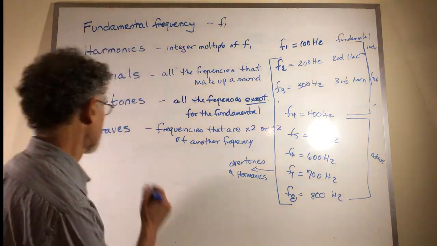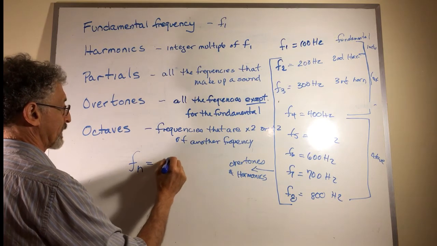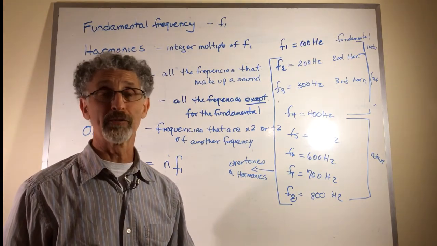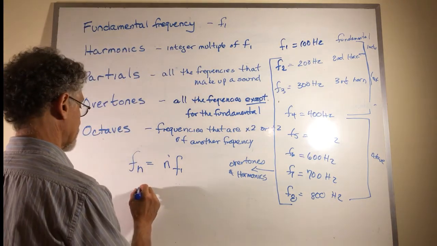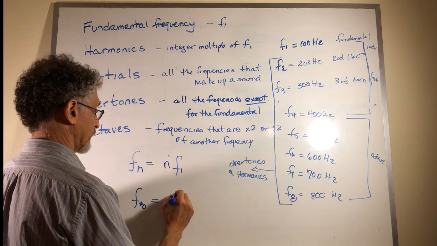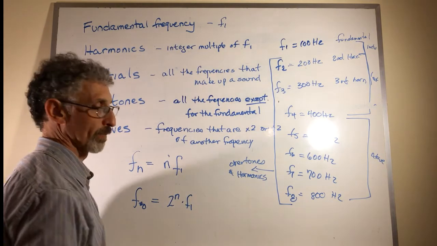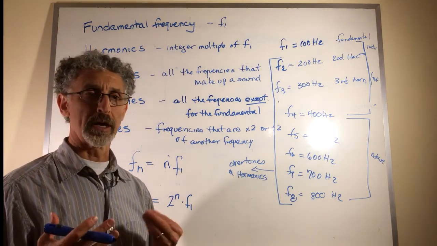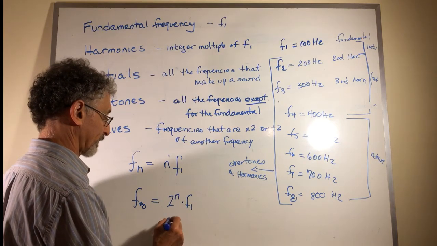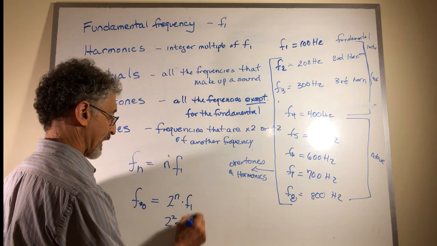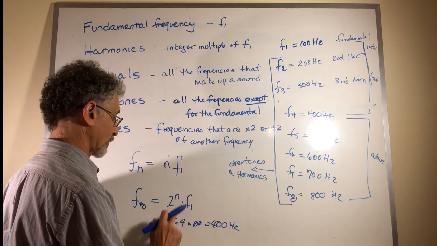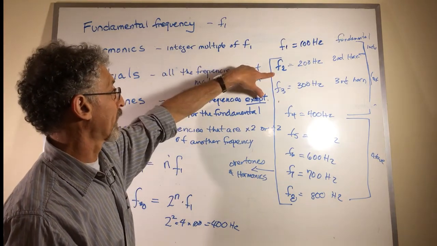So we have two formulas. We already talked about, for any harmonic, f_n equals n times f1. If you want to know what note is a certain octave above or below a note, you can use this, where we're going to say f of the number of the octave equals 2 to the n times f1. So for example, if we wanted to know what note was 2 octaves above 100, n is the octave number, so 2 to the second equals 4, times f1, which is 100, and that would be 400. So 400 hertz is 2 octaves above 100 hertz. 1 octave, 2 octaves.